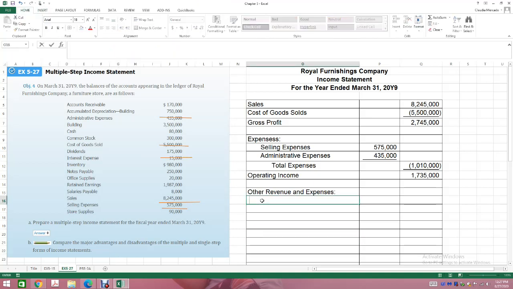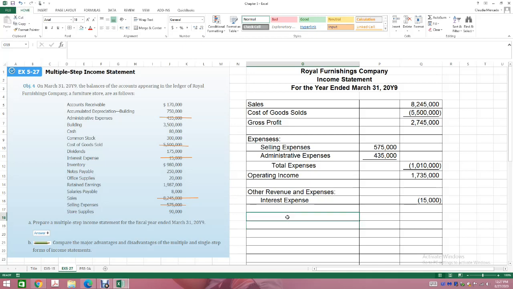So we have interest expense of $15,000, and anytime you have an expense, it goes in minus parentheses. Okay, and then let me see if I have any other expenses or revenues. Notes payable, that's a liability. Office supplies, that's an asset. Salaries payable. So we don't have any more revenue or expense accounts that need to be included on my income statement. So that's it.